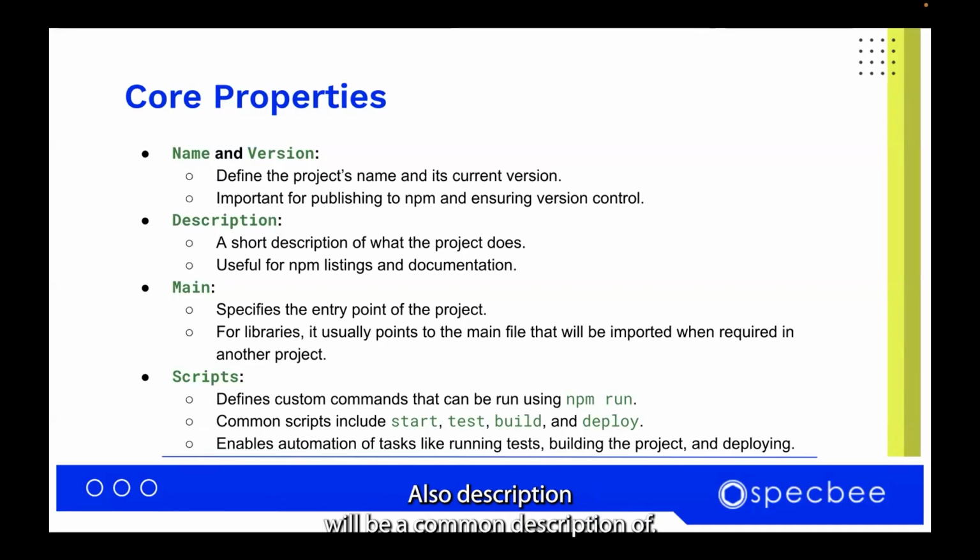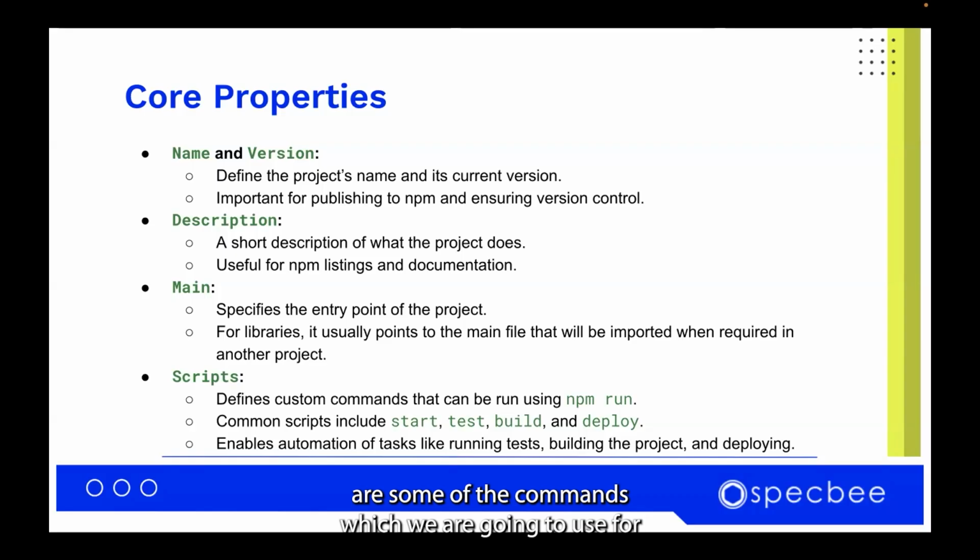Description is a common description of the project, it describes the project type. Main will be the entry point of the project. It's a library. It usually points to the main file that will be imported when required in another project.